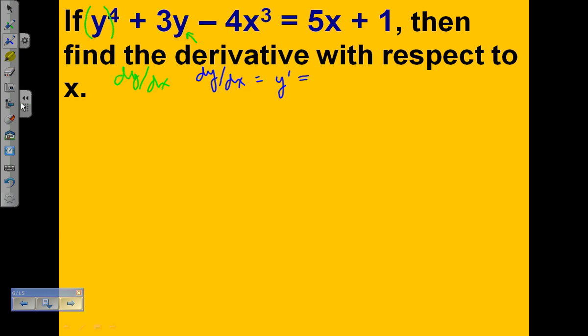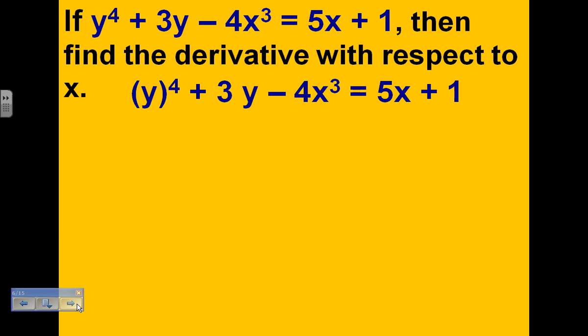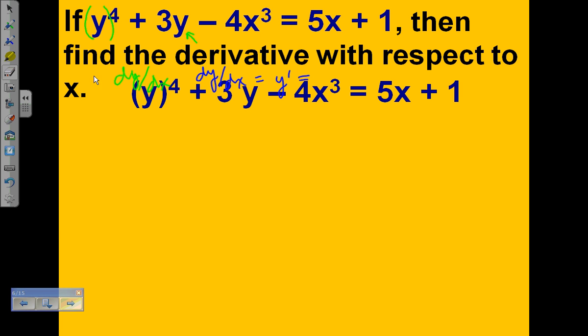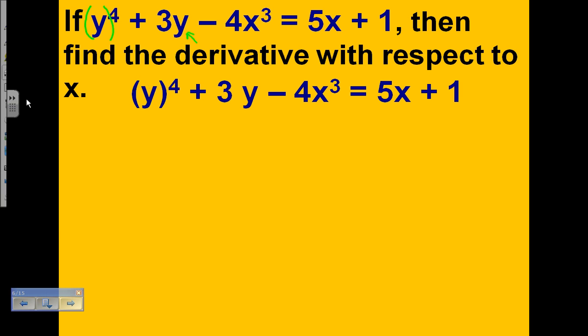So let's get started. The first thing you do is put parentheses around y to the fourth. You're going to apply the chain rule to the first term because the second term, the 3y, you can go ahead and take the derivative of that pretty easy.